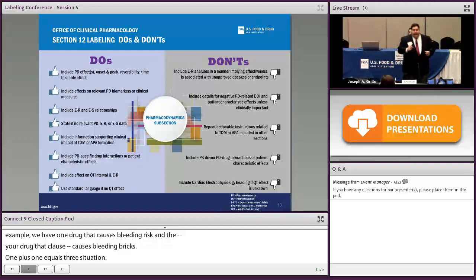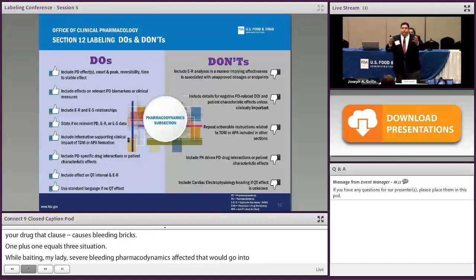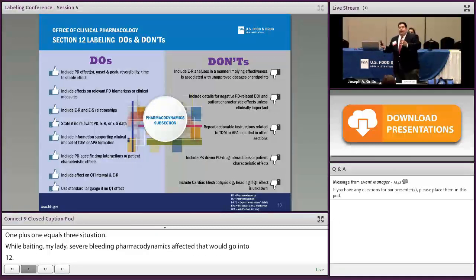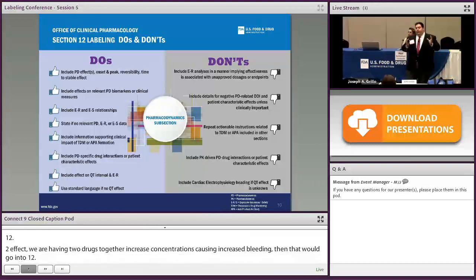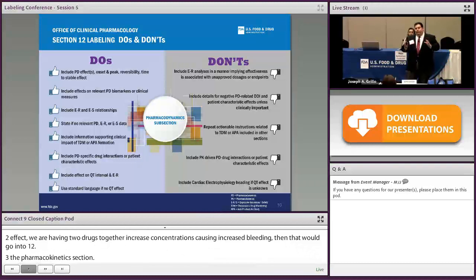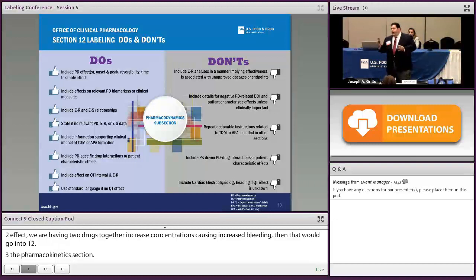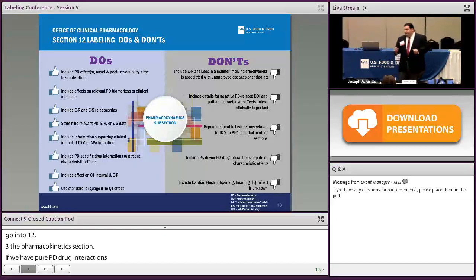If PK is driving the PD effect, so we're having two drugs together, increased concentrations causing increased bleeding, then that would go into 12.3, the pharmacokinetic section. So if you have pure PD drug interactions or pure PD related patient characteristic effects, age, whatever, that would go into section 12.2.